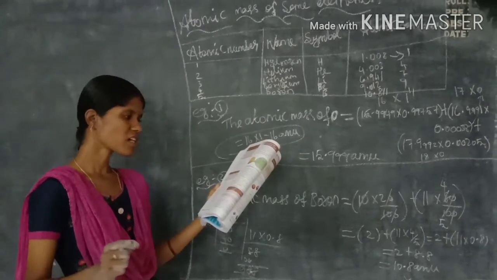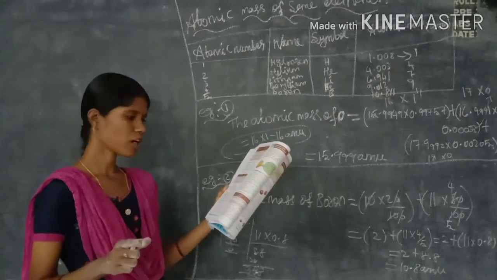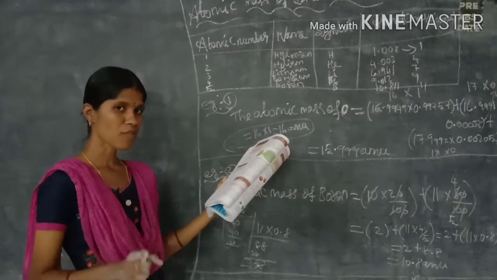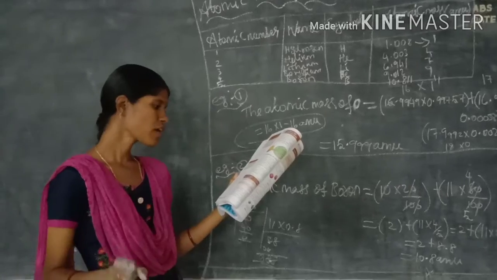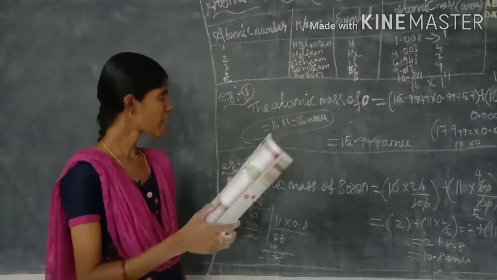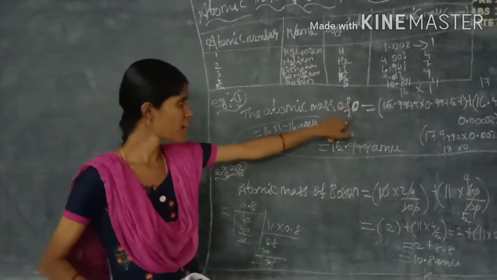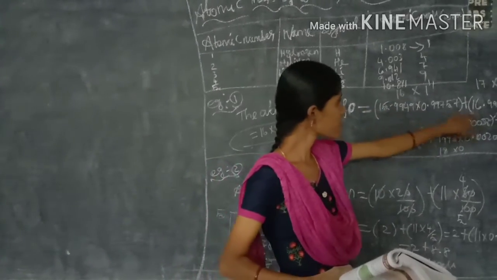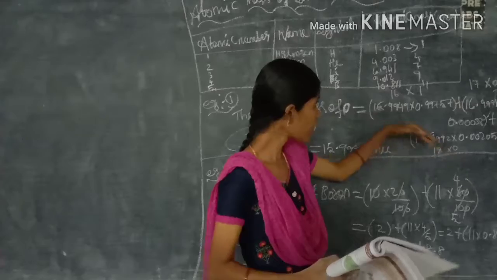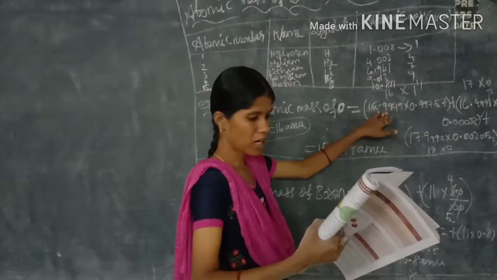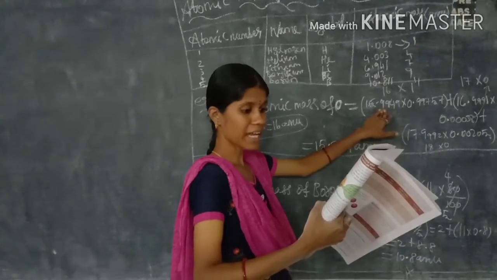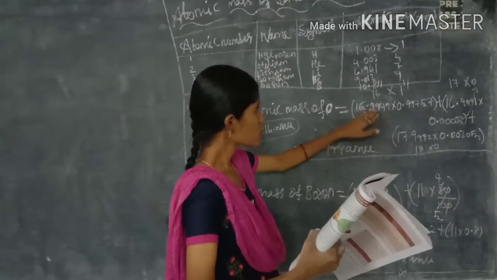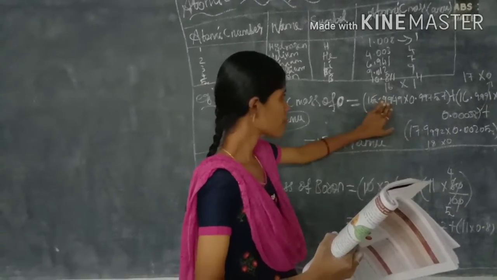Okay, so the percentage abundance is also given there. So we have to calculate the average atomic mass of the oxygen atom. The average atomic mass of oxygen is equal to, so this one is the first isotope, this one is the second isotope and this one is the third isotope. Okay, so this is given in the table 7.3, the second column: mass is expressed in atomic mass unit.